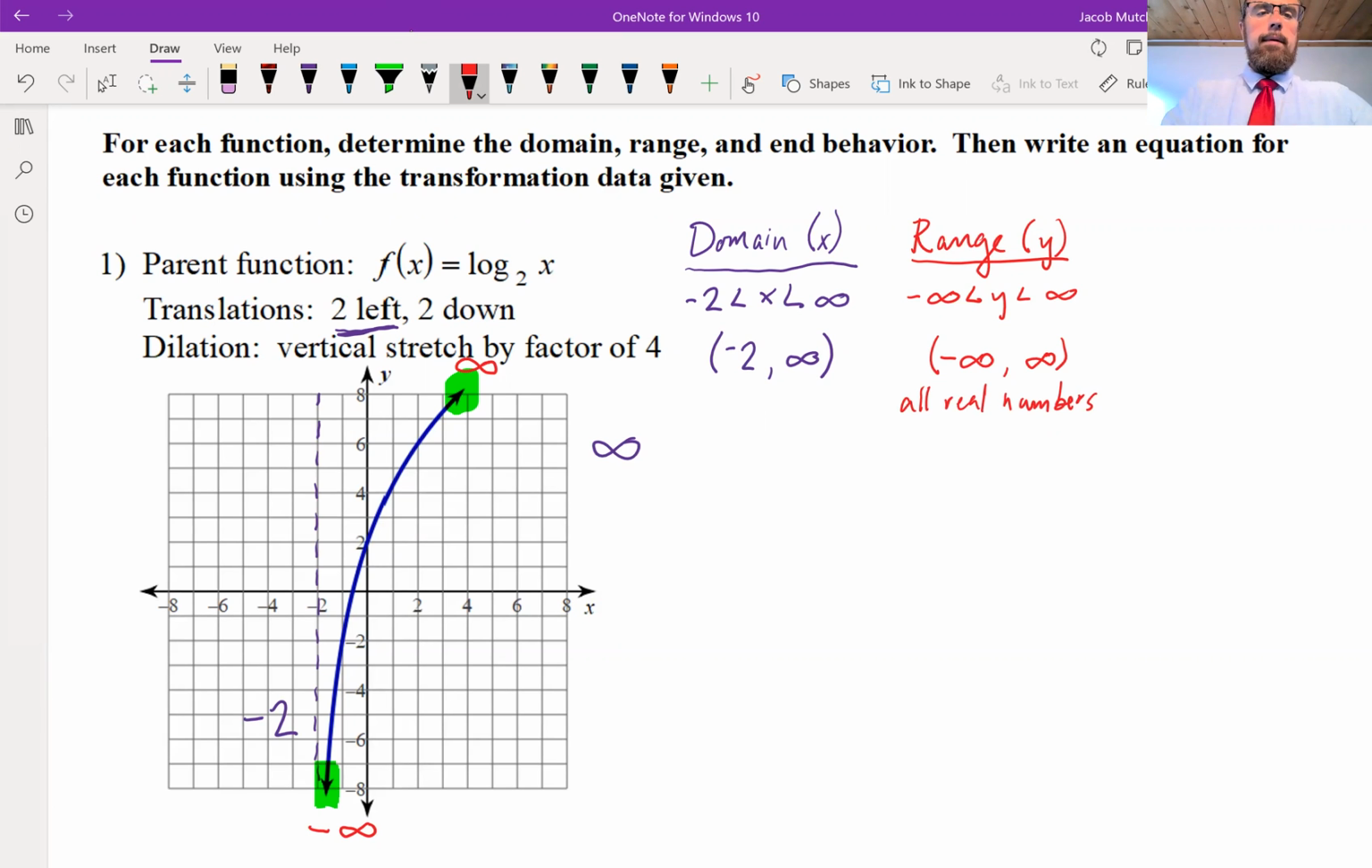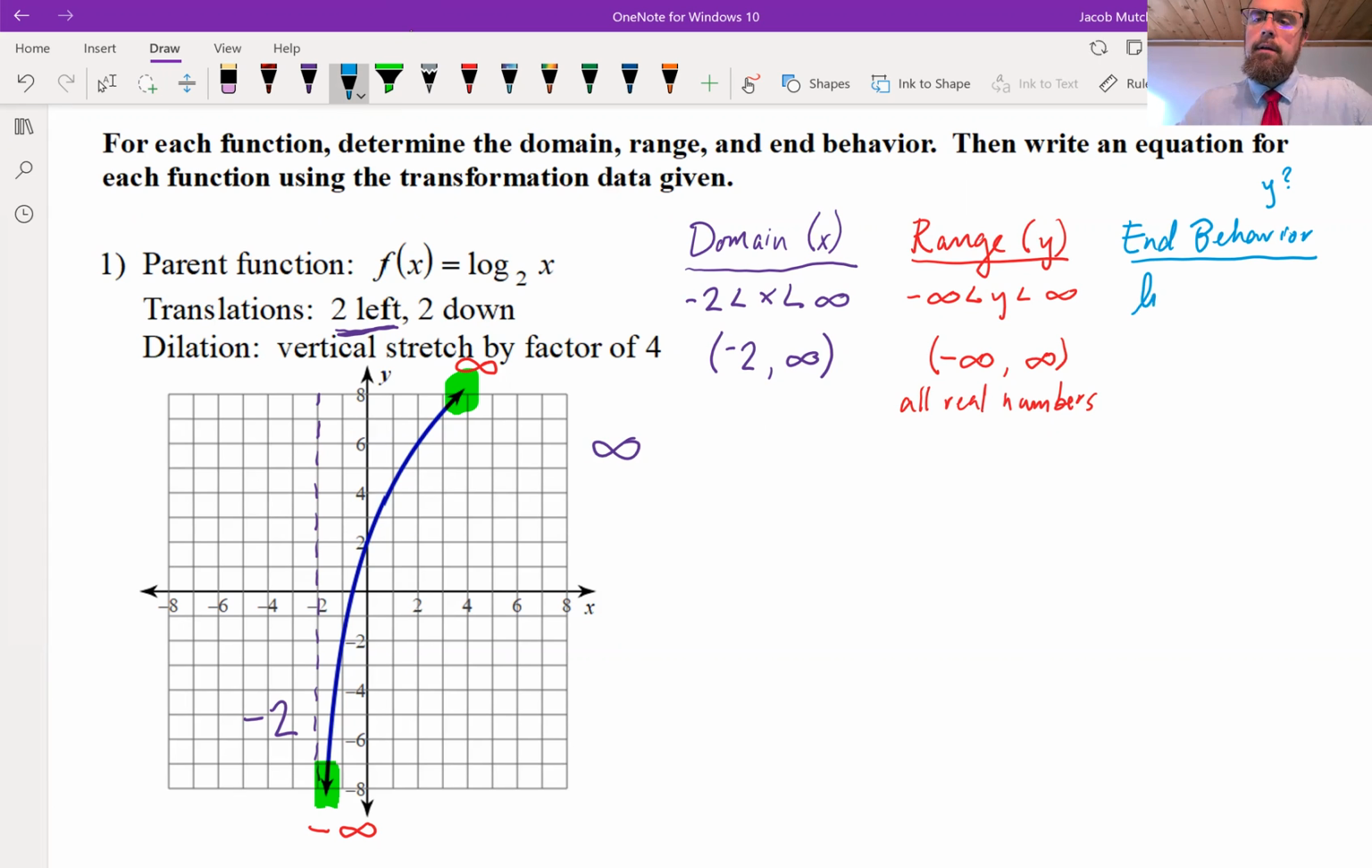For the end behavior, I'm going to look to the range to help me describe the end behavior. Really, it's a matter of describing as x heads to the far left, what's happening to the y values, and as x heads to the far right, what's happening to the y values. And really, I'm putting the domain and range together.